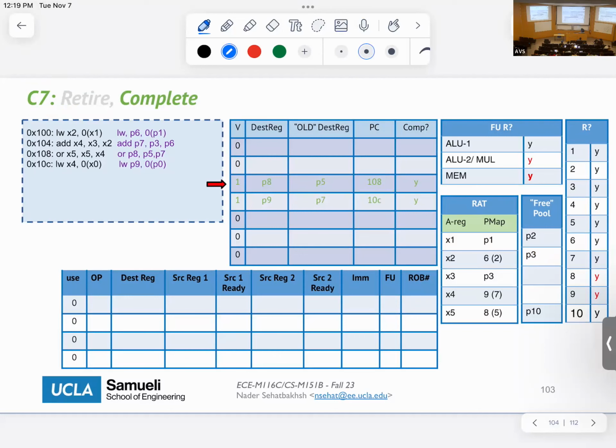So all of these things become complete at this stage. And then at the next cycle, I can retire two at the same time because both of them are ready. Both of them head off the ROB. Boom, boom. I'm going to retire two instructions and that's it. And as you can see, this is basically what we're going to have at cycle 8 onwards. So this is the new updated table.